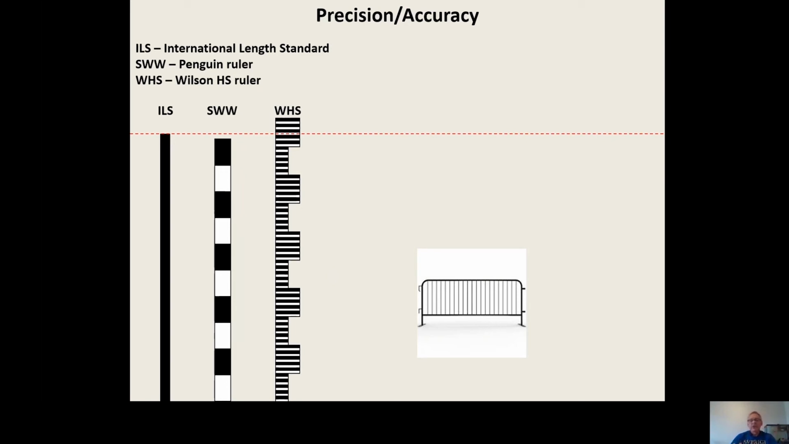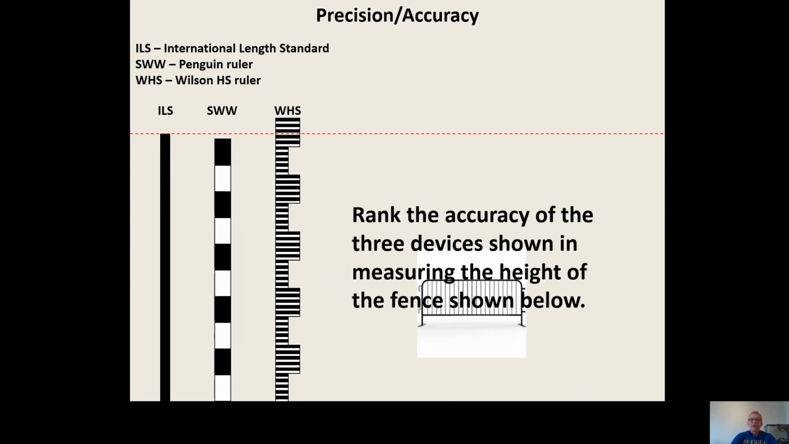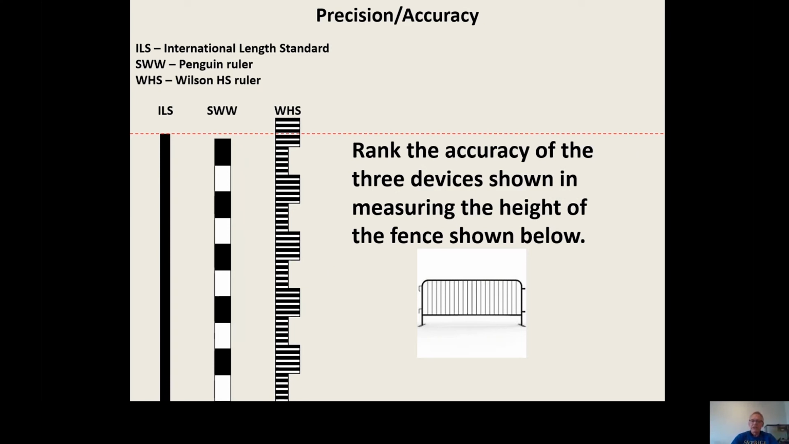We're going to use those three devices to measure the height of that fence that you see down there, okay? So rank the accuracy of the three devices shown in measuring the height of the fence below. Okay, and the answer is the ILS, the International Length Standard, is 100% accurate. That is the standard. The ILS reproduces itself. That is the definition, right? I'm assuming here we replace the meter with the ILS, right?